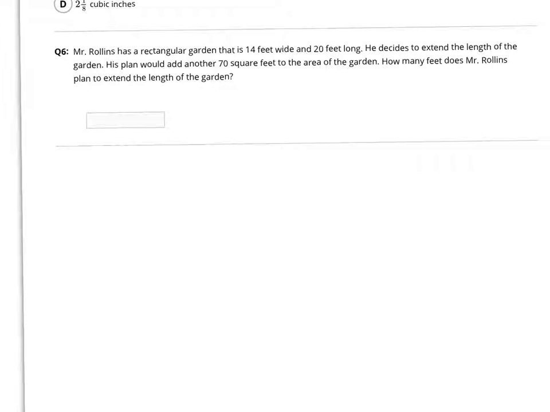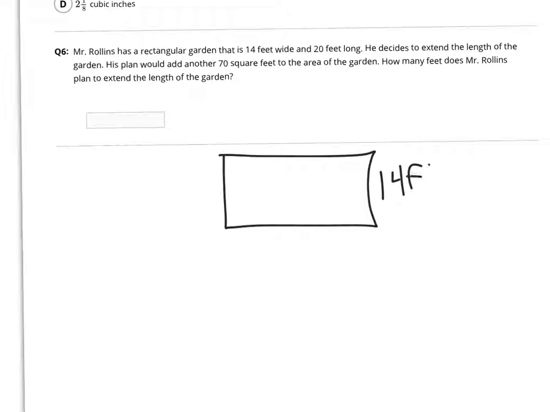Number 6, I would highly recommend drawing a picture, anything like this. Mr. Rollins has a rectangular garden 14 feet wide, 20 feet long. So maybe we draw a picture out. He decides to extend the length of the garden. Extend the length. So the length right now is 20. We're going to extend that. So the 20 gets extended.